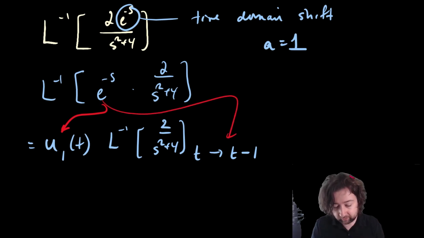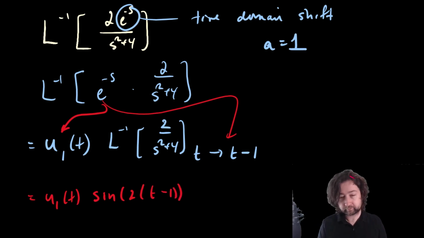And so the final step here is to write this as u1 of t times the sine of 2 times t minus 1. And that's the best you can do in this case. I mean, if you wanted to, you could multiply this out and get 2t, sine of 2t minus 2. But this is a sort of standard way of writing this.